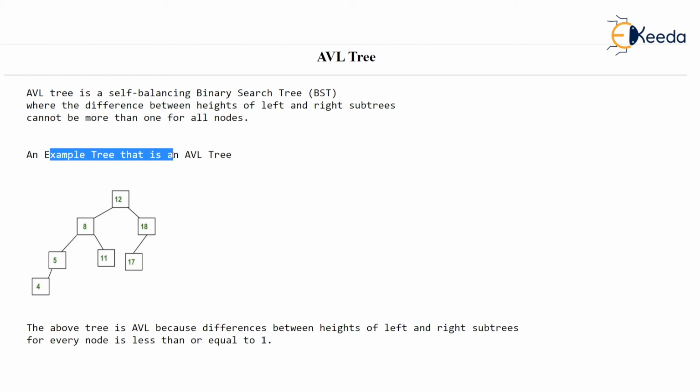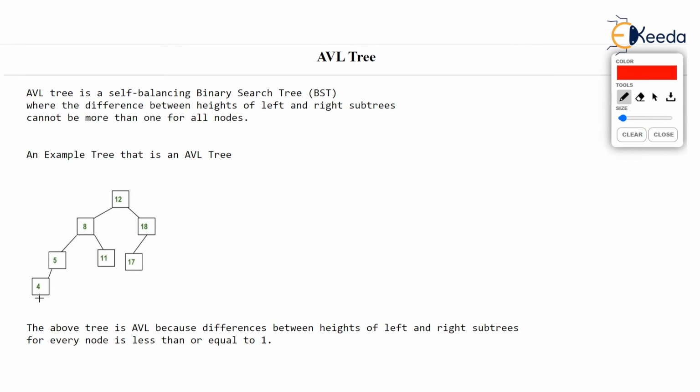Example tree is an AVL tree. What do you mean by AVL tree? Balanced. Yes. This tree is balanced really. Or really is it balanced? If you note the cursor position now from the bottom level, 4 is balanced because left height minus right height for 4 is 0. Correct? 5 is balanced because difference between left and right for 5 is 1. 11 is balanced. Correct? 0 minus 0. 17 is balanced. 0 minus 0.